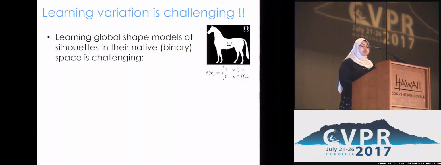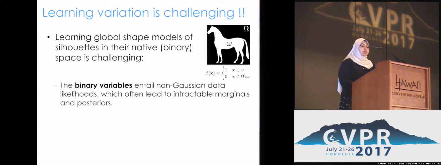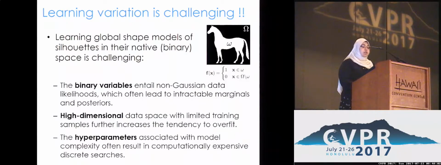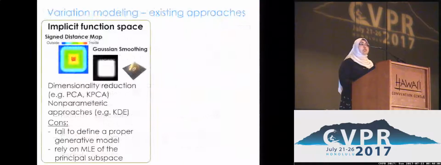However, learning variations in the silhouette space is challenging. Binary variables entail non-Gaussian data likelihoods, which leads to intractability. High-dimensional shape spaces with a limited number of training samples increase the tendency to overfit. As well, the hyperparameters associated with model complexity often result in computationally expensive discrete searches.